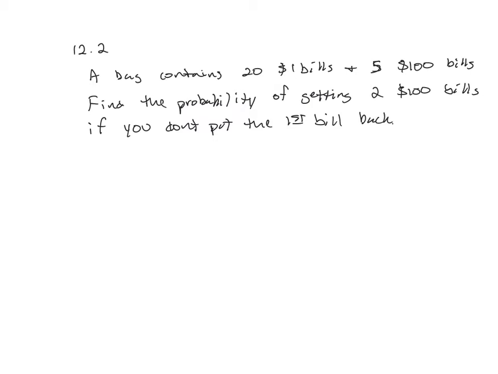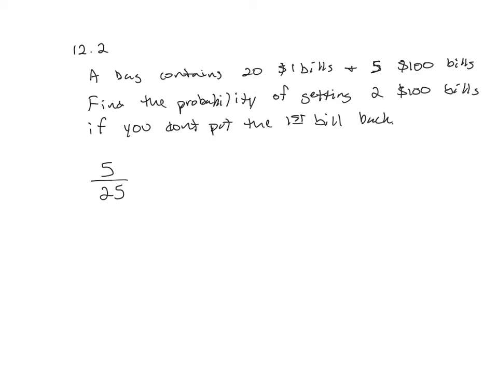Okay, so what I want to have happen over everything that could happen, probability. So find the probability of getting two $100 bills if you don't put the first bill back. There are all these bills in the bag, I put my hand in, pull a bill out, don't put it back, pull another bill out. What's the probability that both of them will be $100 bills? Well, there are 5 $100 bills in the bag, and 25 altogether: 20 $1 bills and 5 $100 bills.